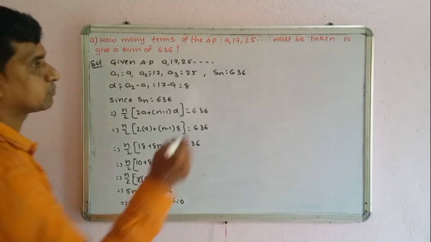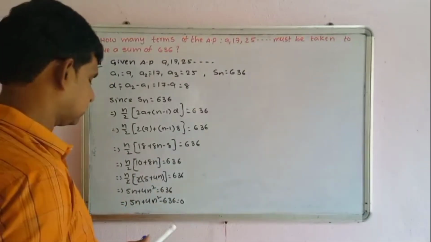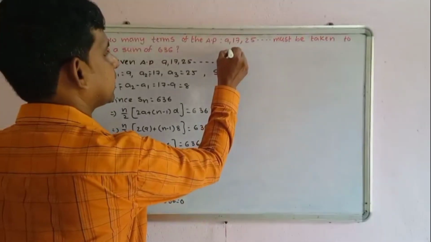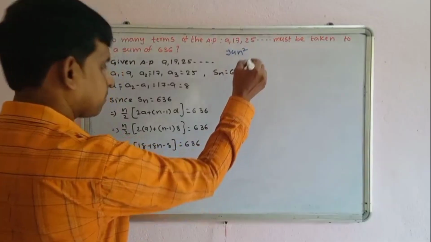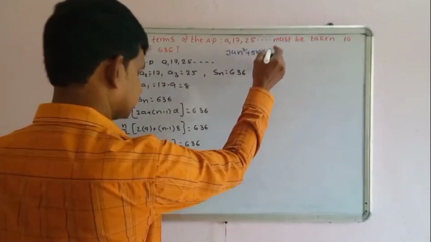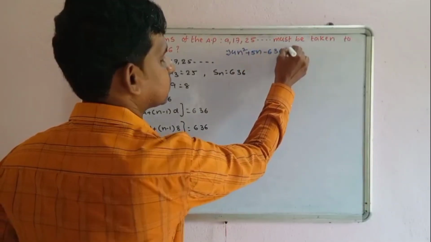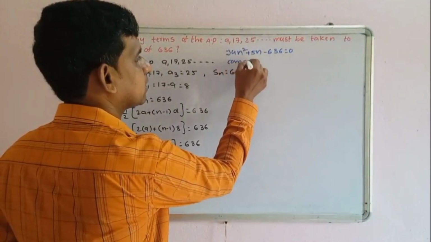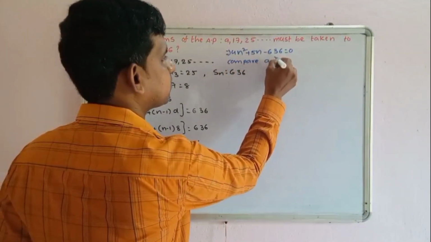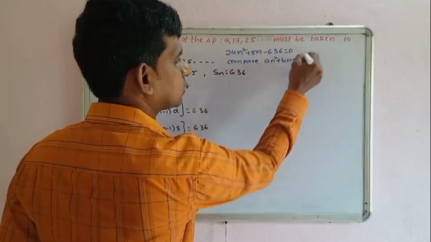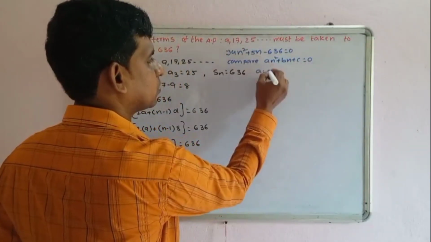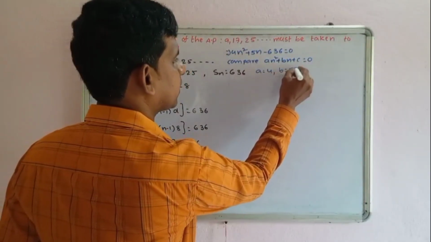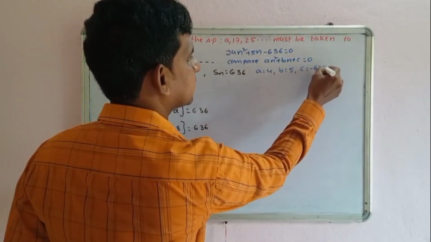Okay, now write in proper order. So 4n square plus 5n, 4n square plus 5n minus 636 equals 0. Compare this equation with the quadratic equation a n square plus b n plus c equals 0, where a equals how much? 4. b equals 5. c equals minus 636.